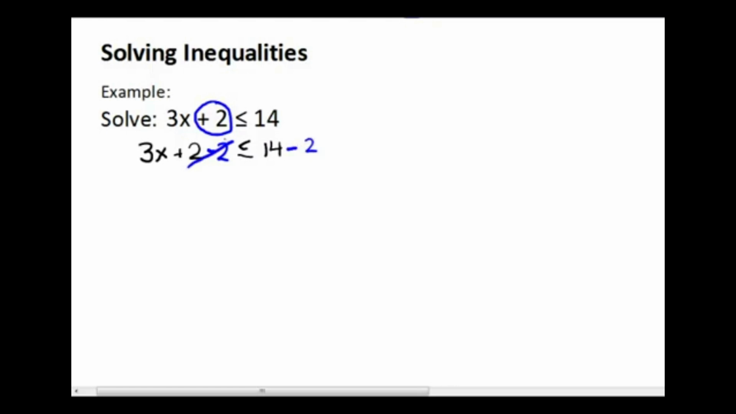Clean up. Get 3x is less than or equal to 12. Now we go back on the side with the variable and we're ready to divide. This time we're going to have to divide by a +3. You always divide by the coefficient. And so a +3 is not going to kick in that special rule. It's not going to cause anything to flip over.